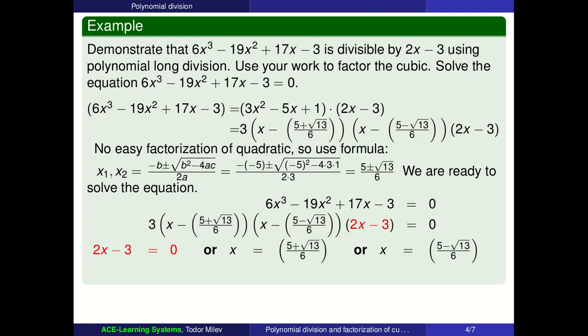Now that means we're having a product of three numbers that is 0. That means that one of those three numbers must be 0, but of course they can't all simultaneously be 0 because they're different numbers. So that means that either 2x minus 3 is 0, or x minus (5 plus radical of 13) over 6 is 0, which means that x is equal to 5 plus radical of 13 over 6, or x minus (5 minus radical of 13) over 6 is 0, which means that x is equal to 5 minus radical of 13 over 6.